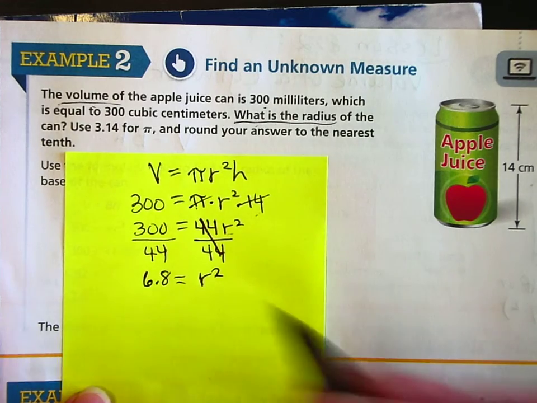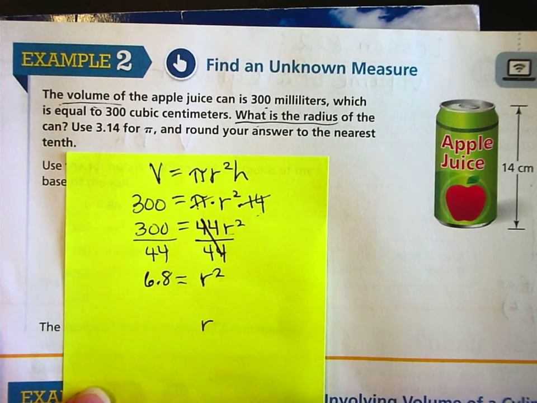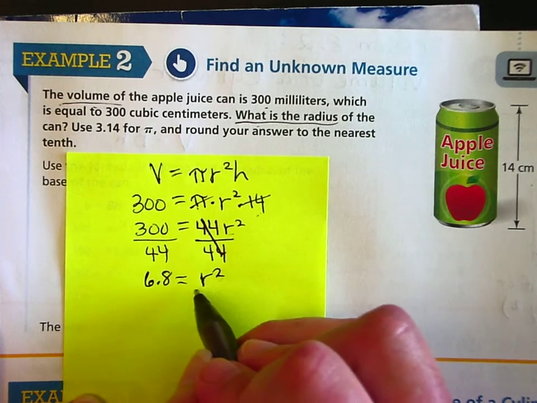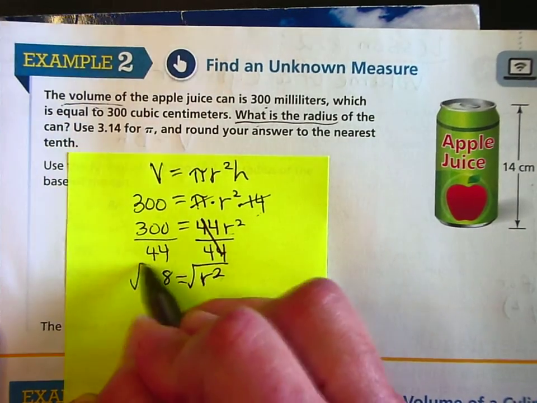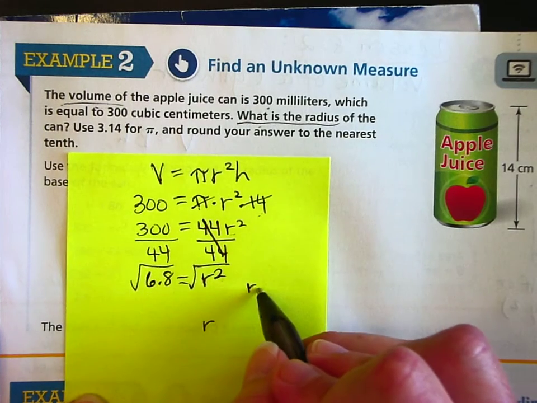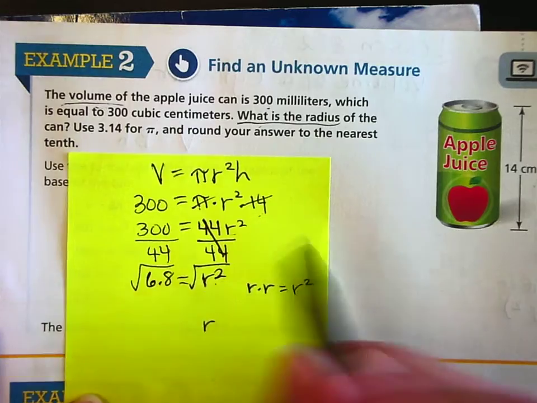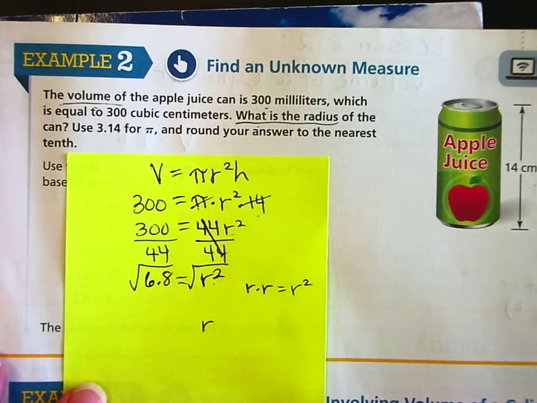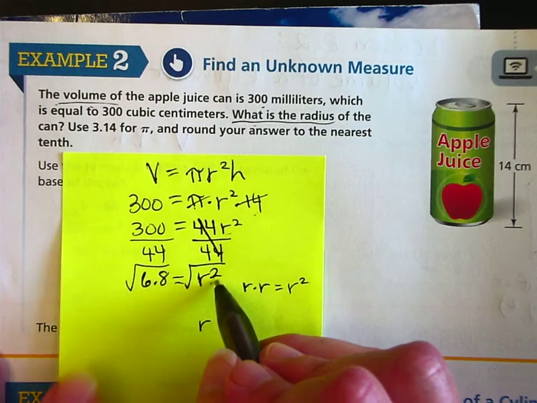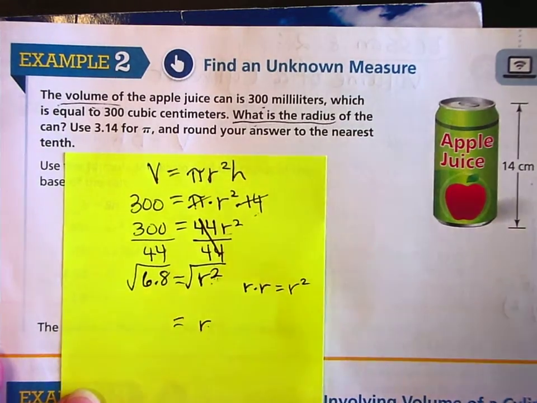Okay, so now we want the radius, not radius squared. We want just r, the radius. So the way you find the radius is you square root both of these. So isn't radius times radius equal to radius squared? So that's the square root, finding what times itself basically equals the number inside. So the square root of r squared is r, and now plug this into your calculator, the square root of 6.8.